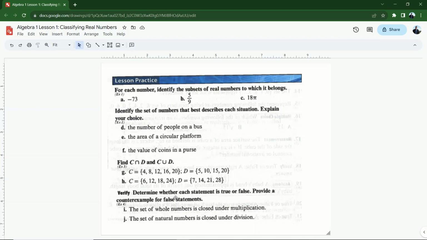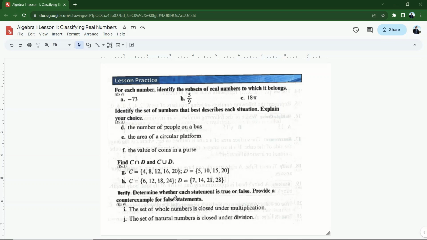All right, let's take some time to work together some practice problems related to sets of real numbers and classifying real numbers, and then the concept of intersect, union, and counterexamples, potential counterexamples for statements about closure. All right, so let's start at the beginning.